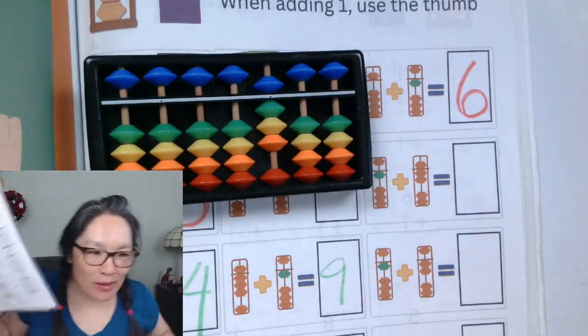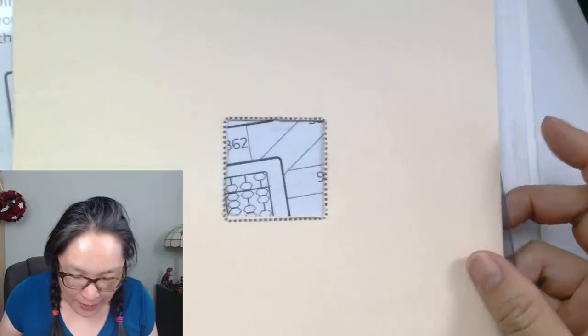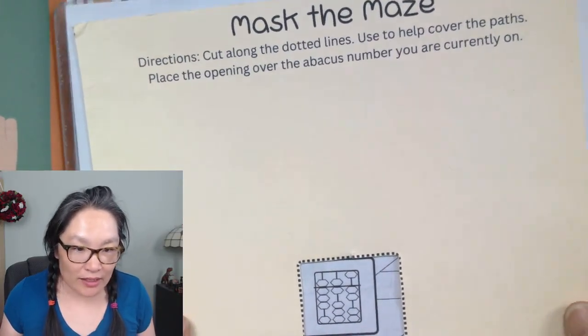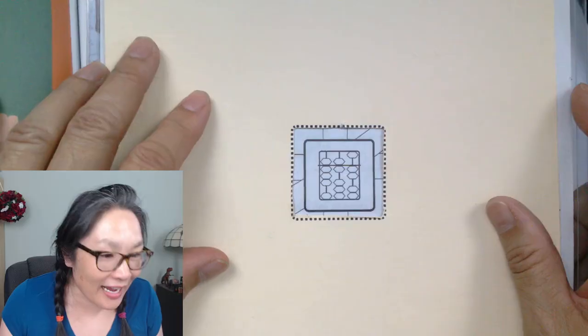So remember when Ethan was talking about how I should cover up the maze? I made this thing that I call mask the maze, and I was working on this. What I did was cover it up so you can only see the cover.